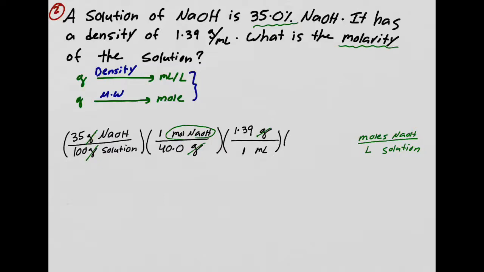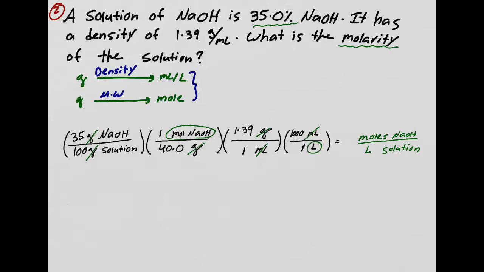So the last thing that I need to do is convert milliliters to liters. Milliliters is going to go on top, so I can cancel it out. And what I want is liters. Which one is a larger unit? Liters. 1 liter is 1,000 milliliters. Okay, 1 liter is 1,000 milliliters. All right, so that's not bad.